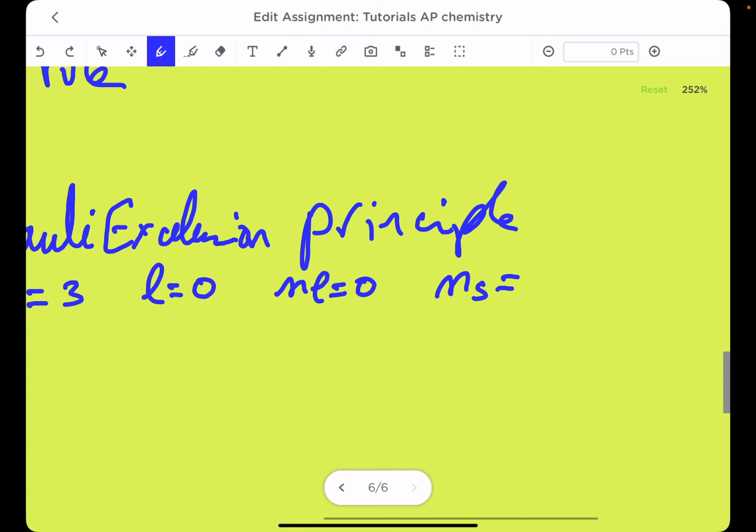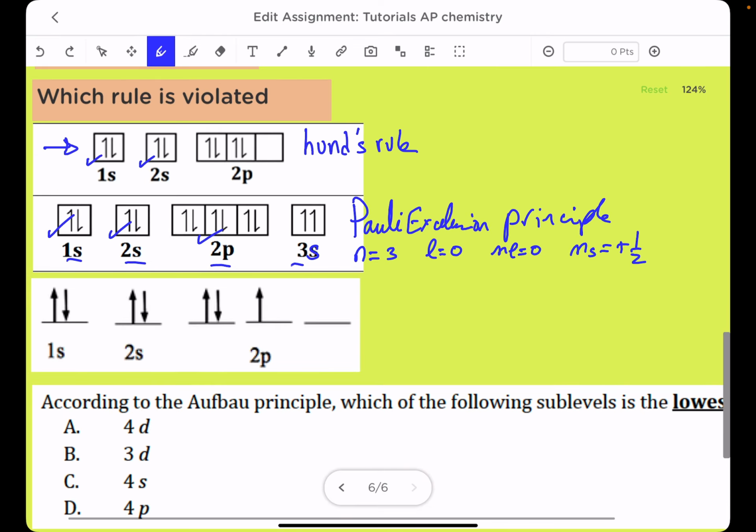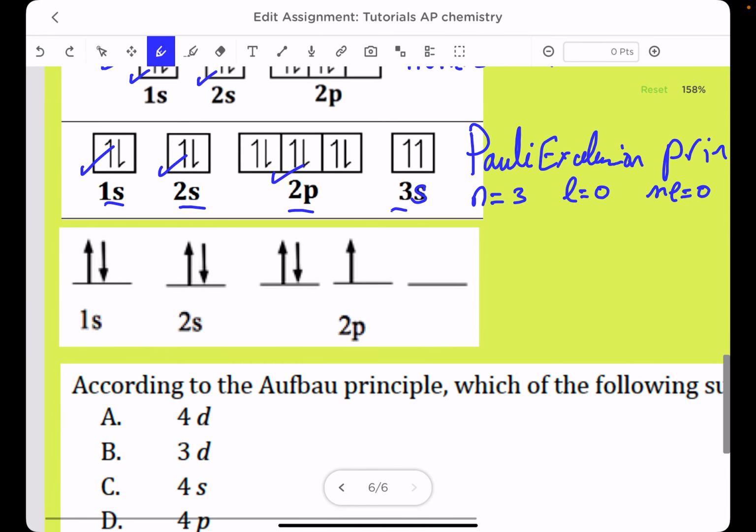It shouldn't be. It's plus half for one, and minus half for the other. One up and one down. It should be in opposite directions. That's how it should be. So this diagram is violating the Pauli exclusion principle.